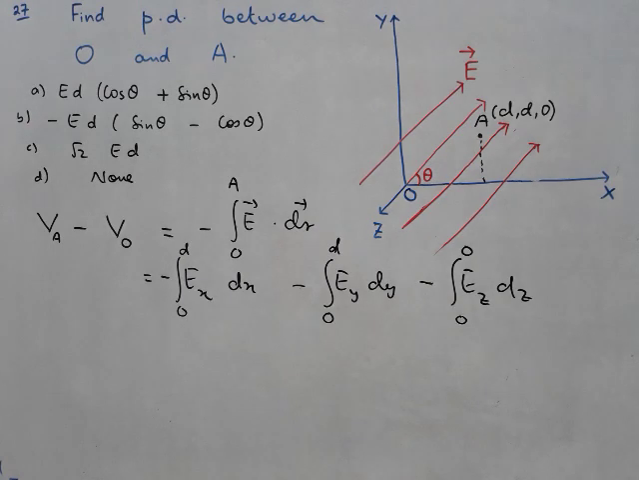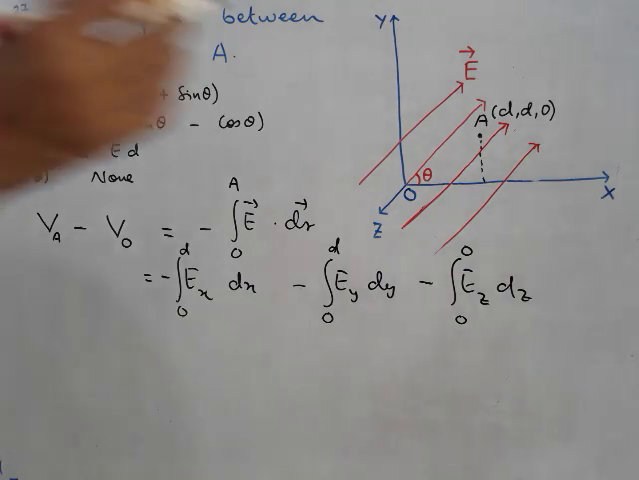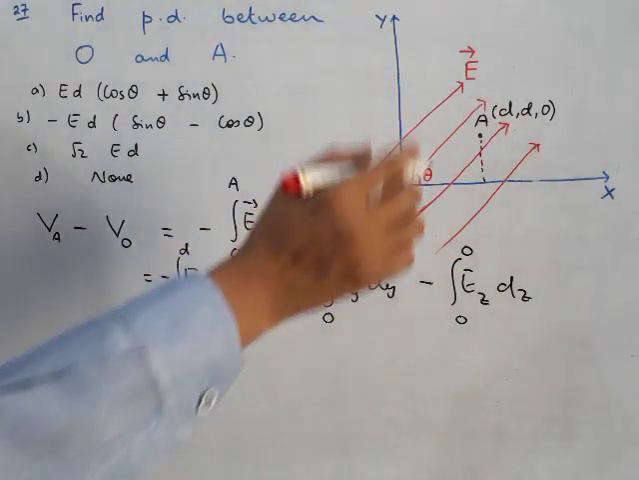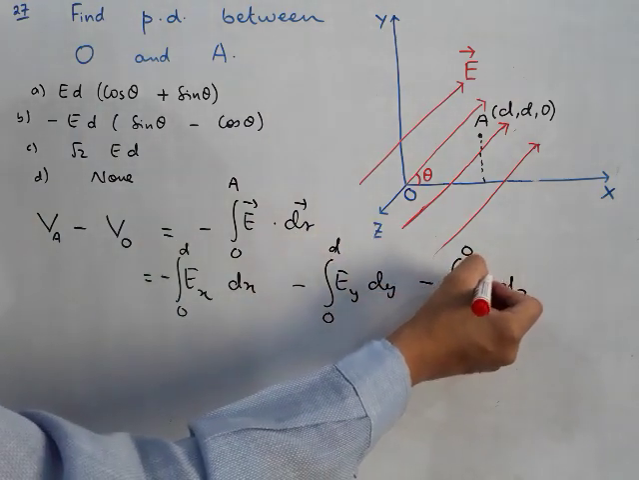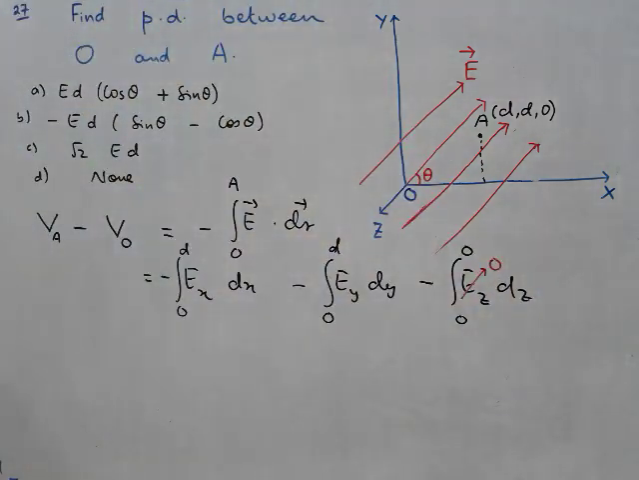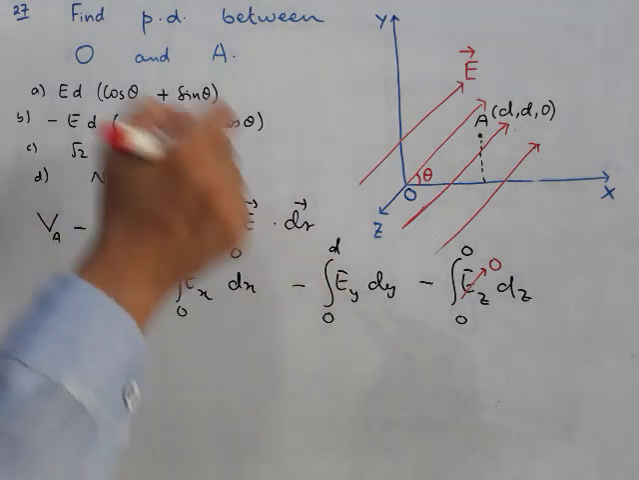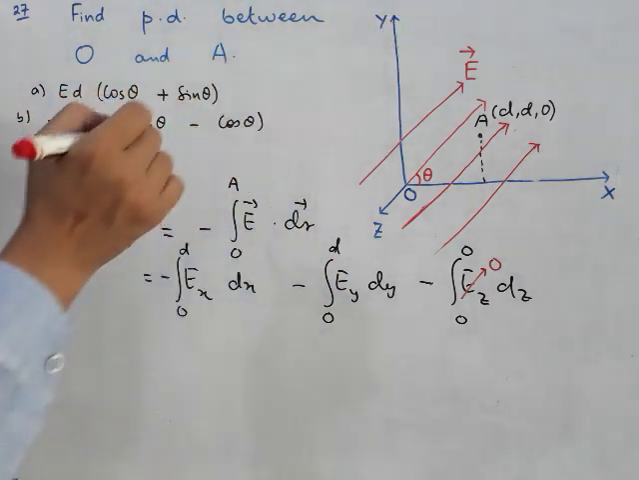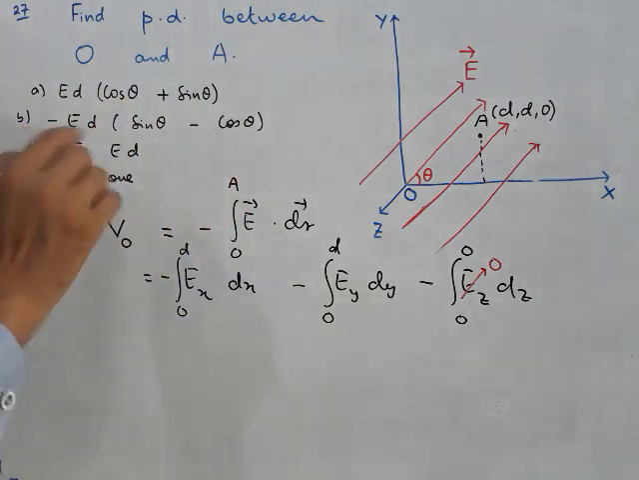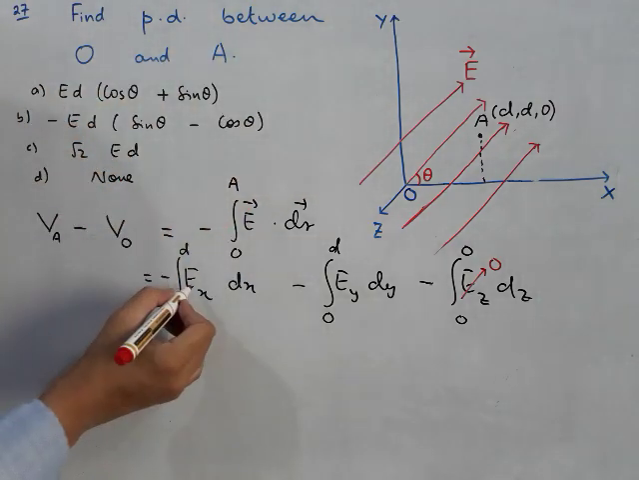Now in this particular figure, if you see carefully the direction of E, it is given in the question that the uniform electric field lies in the xy plane. Since the electric field is in the xy plane, its z component will be 0. So the third term will vanish. Now we are left with this: Ex dx and Ey dy. The value of the electric field is given to be E. E is the magnitude.